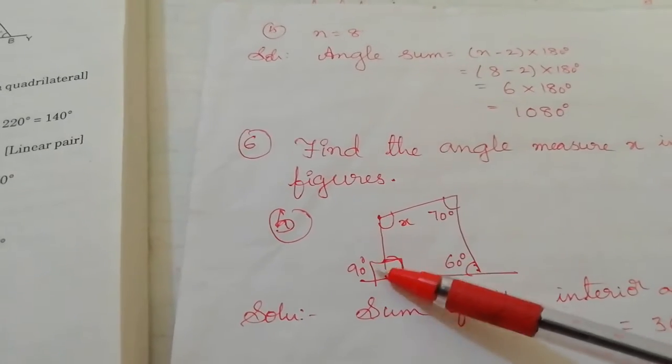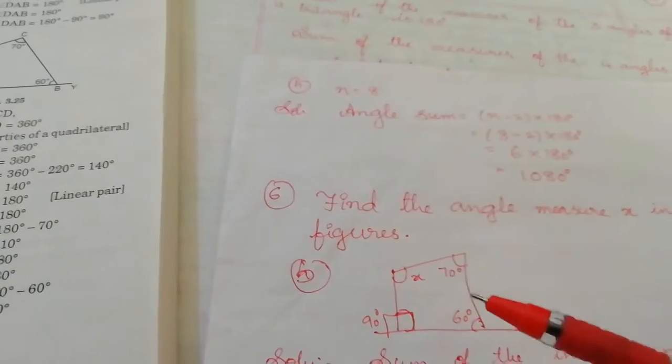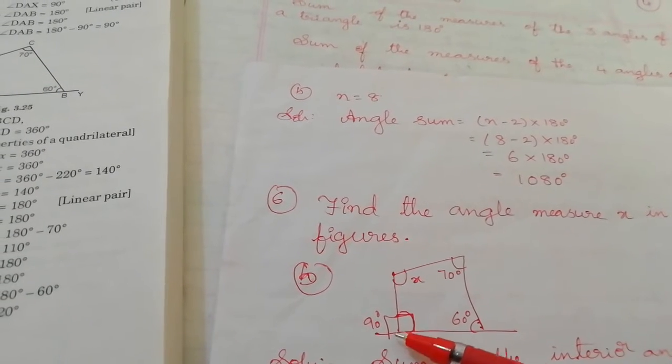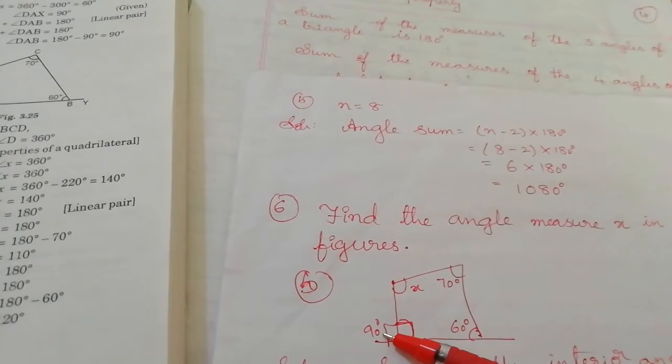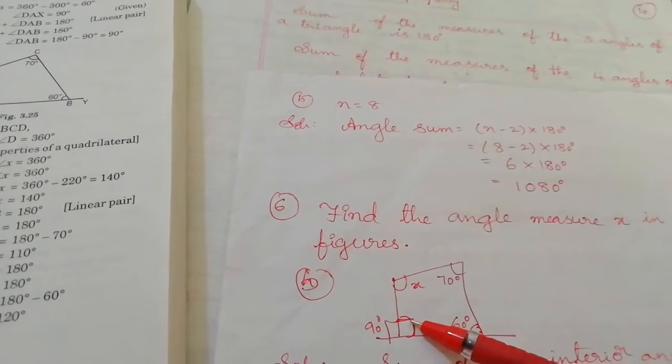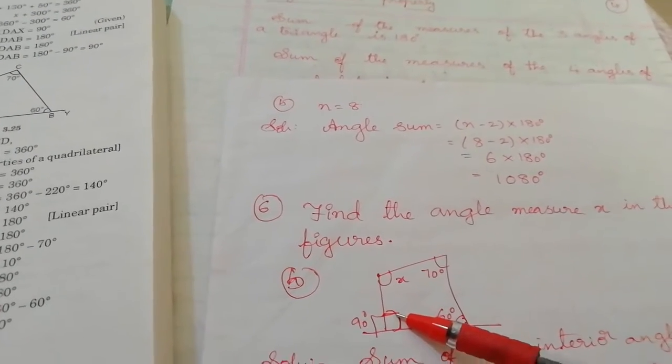Why is it 90 degrees here? If you take any line, at any point on a line, the angle is 180 degrees. So this is 90, which means this is also 90. This is 30, which means this is 150. This is 40, which means this is 140.